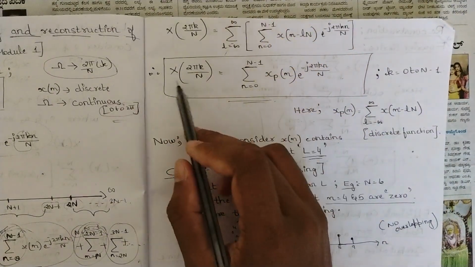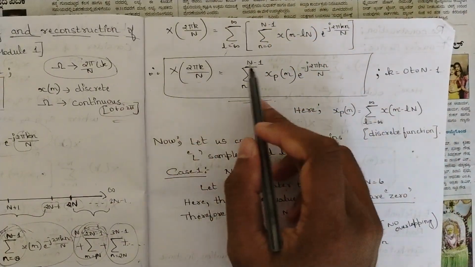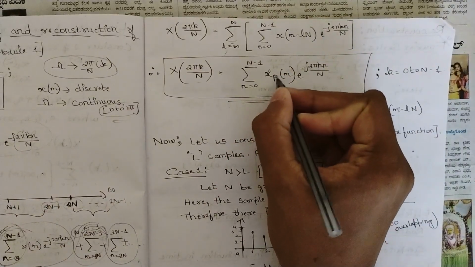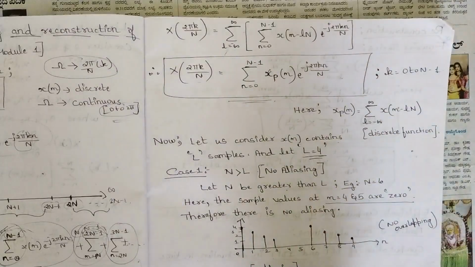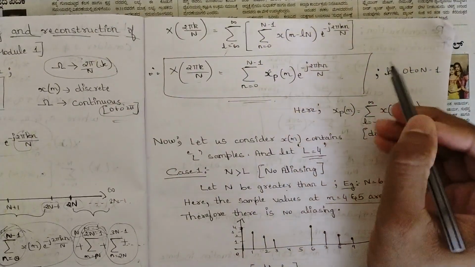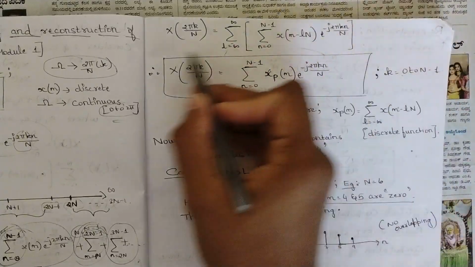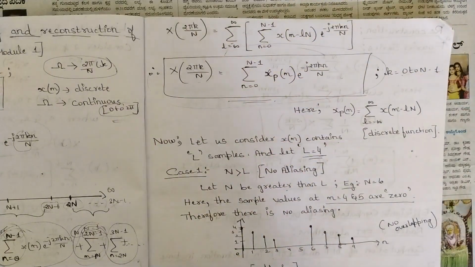Then write the final formula. X of 2 pi k by N is equal to summation of n equal to 0 to N minus 1, x suffix p of n e power minus j 2 pi k n by N, where k is equal to 0 to N minus 1. Okay, so this is our final DFT formula. Right, we have obtained the DFT formula here. This is the frequency domain sampling part.